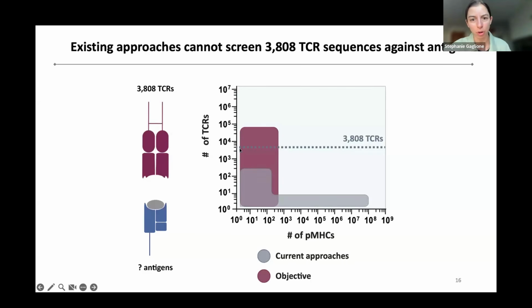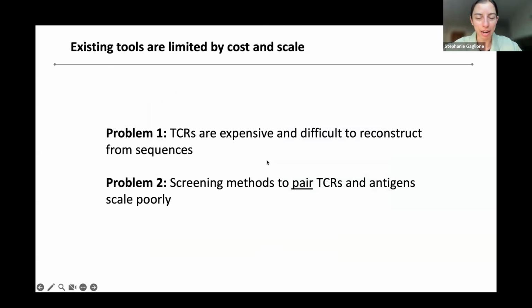But for any questions that are in this purple region, I didn't really have an approach to be able to look at it. And so we thought, let's try and build some tools that will allow us to fill that gap, or at least begin moving in that direction. And I identified two problems here. The first, TCRs are very expensive and difficult to reconstruct from sequences, and not accessible. And two, screening methods to pair TCRs and antigens scale poorly.